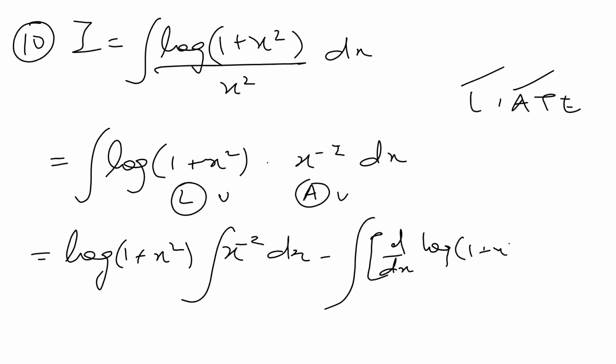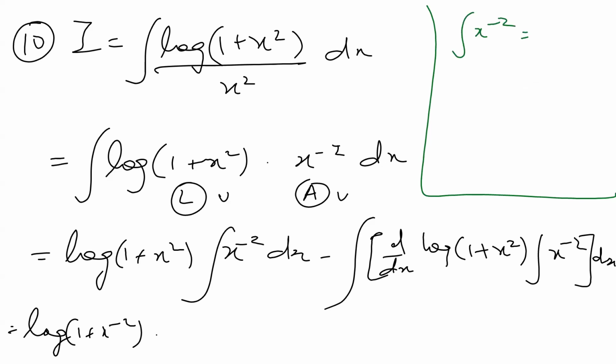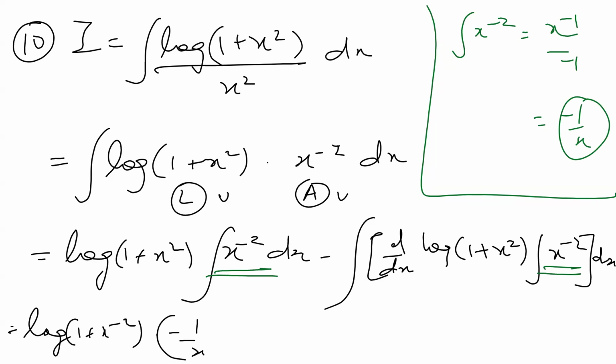d by dx of log 1 plus x square, integration of x raised to minus 2 dx. So log 1 plus x square. Let me solve the integration of x raised to minus 2 over here. Okay, now this part is very important. Minus 2 plus 1 upon minus 2 plus 1. Okay, so this will be minus 1 upon x. So wherever you see x raised to minus 2 integration, just put minus 1 upon x. Okay, again and again you don't solve in this problem.